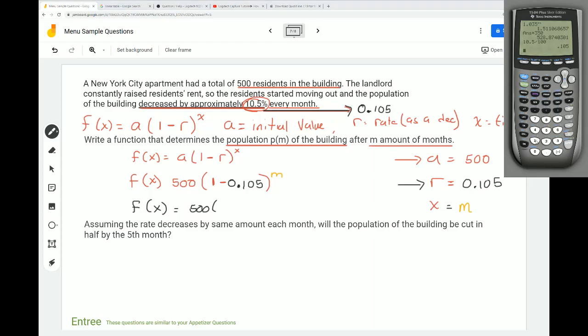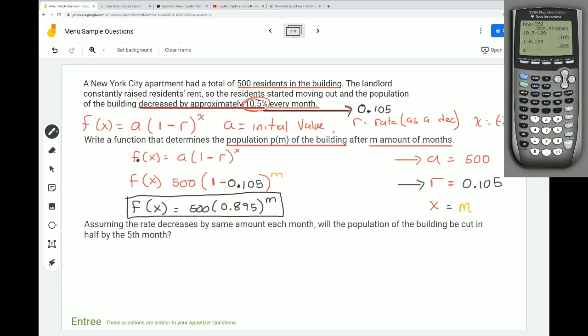So we do 1 minus 0.105. That right there is 0.895. So 0.895 to the m power. And right there, that is your exponential decay function.